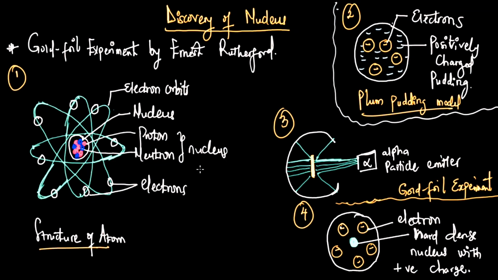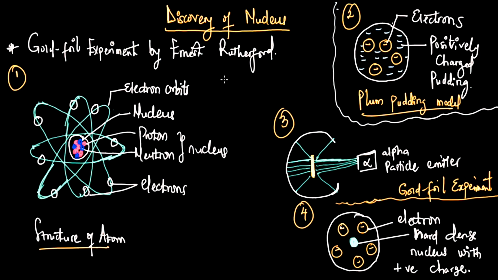Alright, so let's talk about the discovery of the nucleus by the Gold Foil experiment carried out by Ernest Rutherford. In the previous videos, we've established that atoms are composed of subatomic particles: protons, neutrons, and electrons. We've also been able to see from the cathode ray experiment by J.J. Thomson that atoms are truly composed of negatively charged particles called electrons. So now in this video, let's see how scientists were able to discover the nucleus.